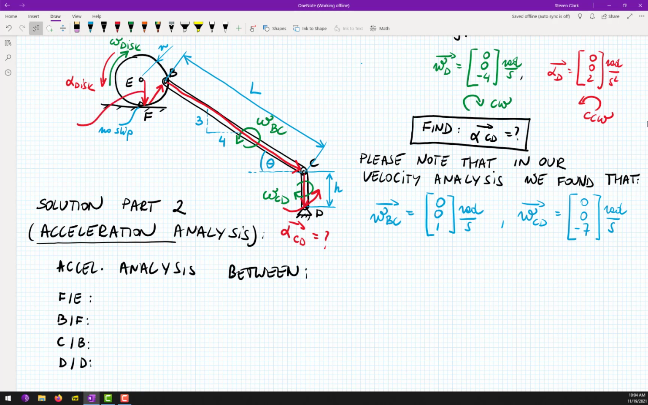So this vector is RFE. This vector is RBF. This vector is RCB, and this one will be RDC.